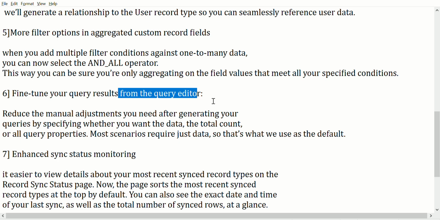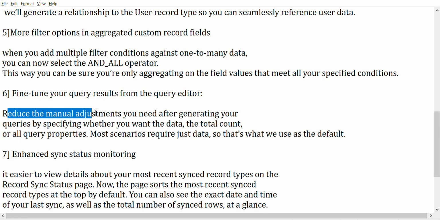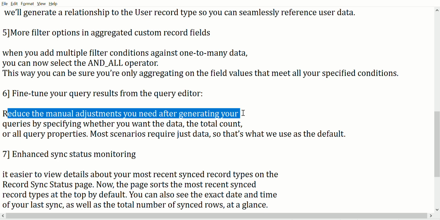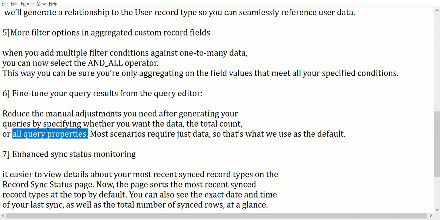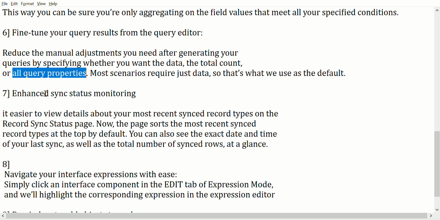Whenever we are using the query editor, generally it has provided three sections: data, total count and all features. This reduces the minimal adjustment you need after generating your queries, by specifying whether you want the data, total count or all query properties. Here you will get a radio button for which one you want, whether only data, only total count, or the whole query. No need to do dot data in the query or something like that. You click on the radio button and you get the desired thing.